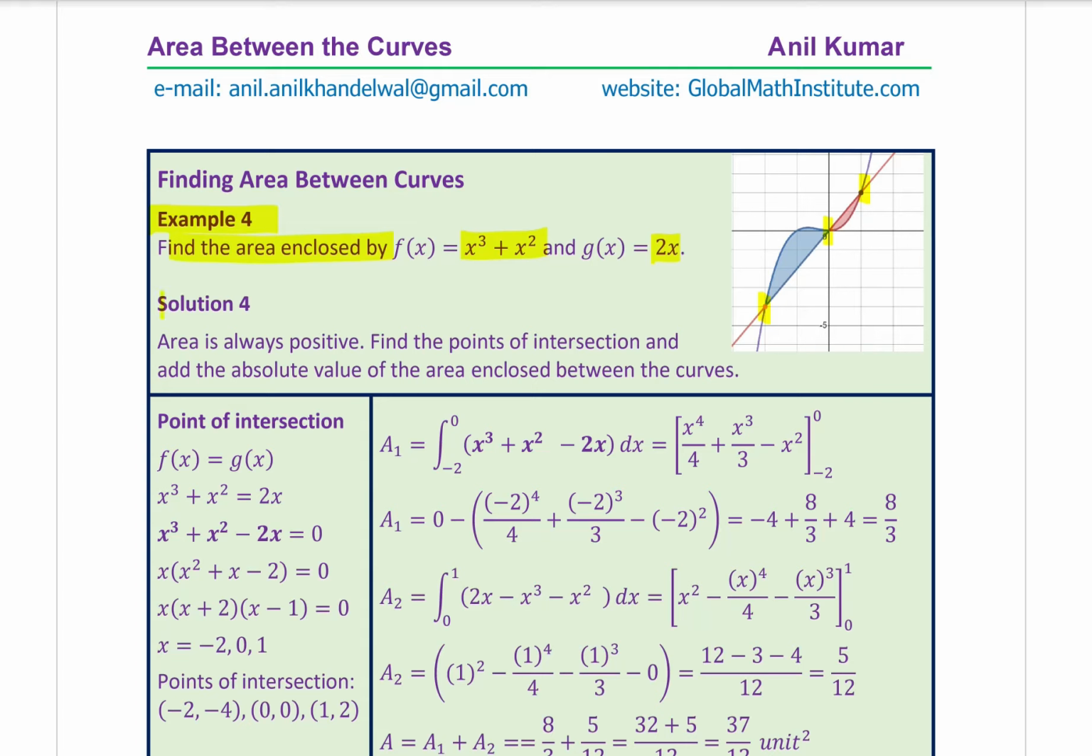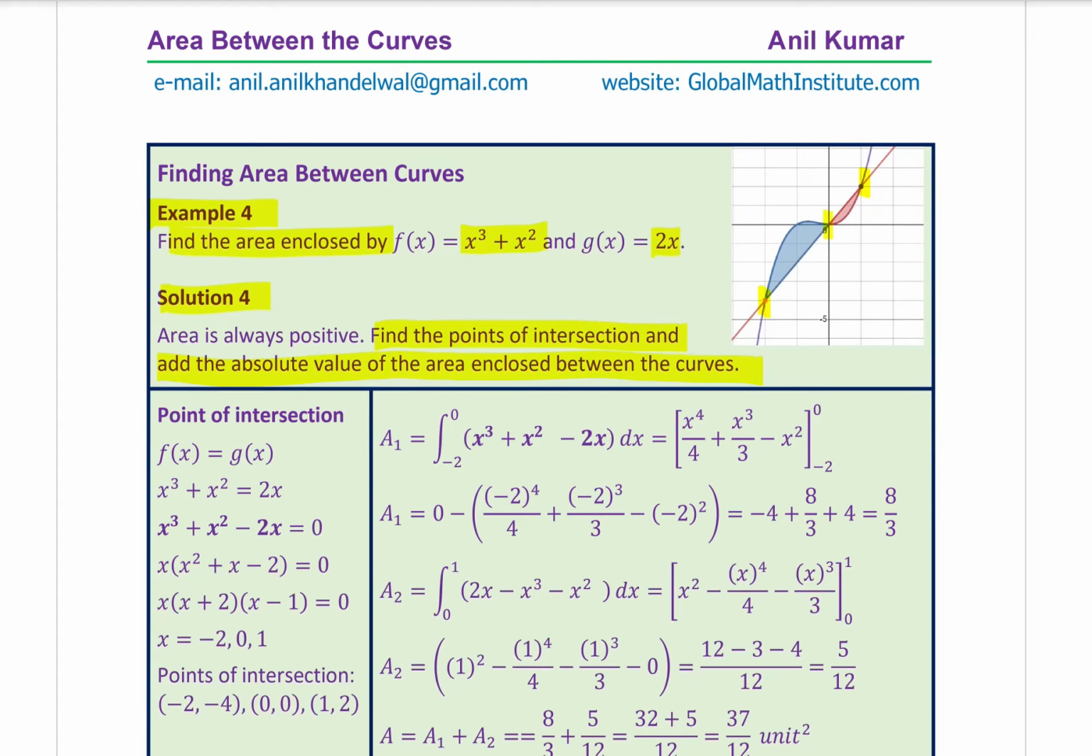Now to find the solution, area is always positive. Find the points of intersection and add the absolute value of the area between the curves. This is kind of important. Now, you could also do f of x minus g of x and g of x minus f of x, like interchange the functions to avoid getting a negative answer. You could do that, but that is not necessary.